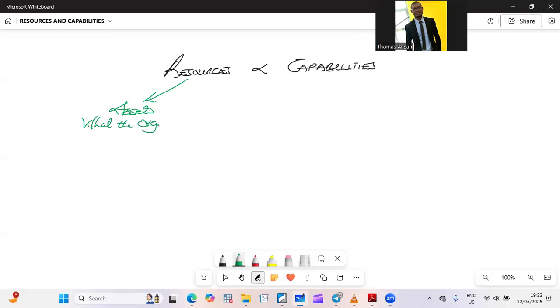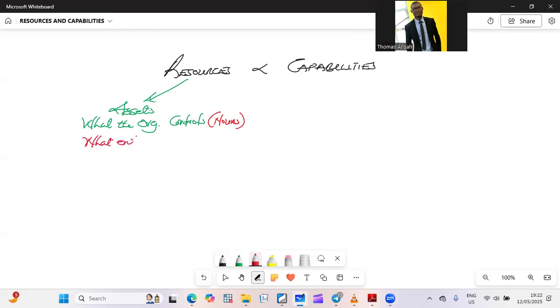What the organization controls. And please, resources, they are nouns. They are not verbs. So take note of that. Like building, machine, they are nouns. They are not verbs. They are not what an entity does. They are what entities have. Get it correct. What you have.